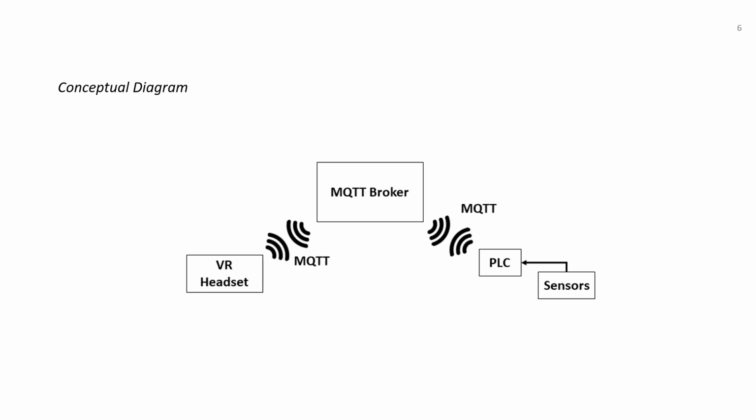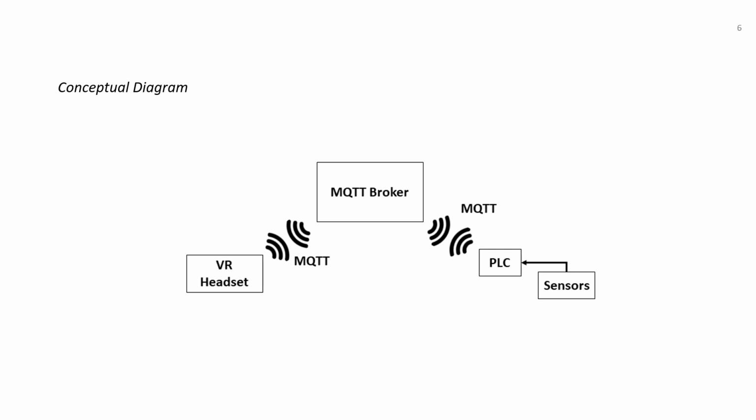The first part of the system is the data acquisition. A Beckhoff programmable logic controller, or PLC, will be used to acquire data from one vibration sensor. The PLC is a widely used industrial control system that can be programmed to perform a variety of tasks. In this case, it will be used to acquire data from the vibration sensor, analyze it, and then publish it to the MQTT broker.